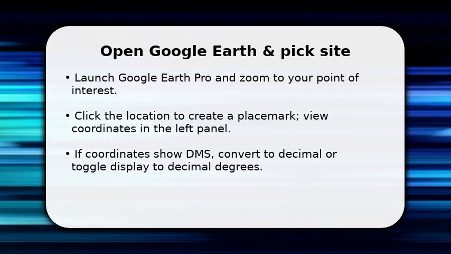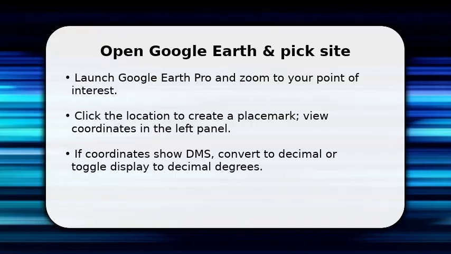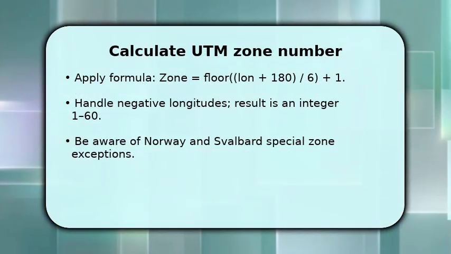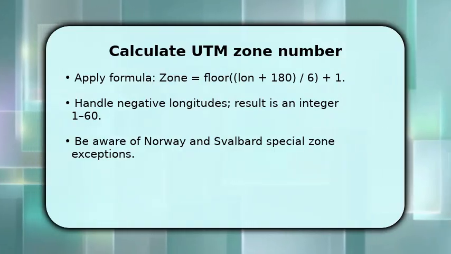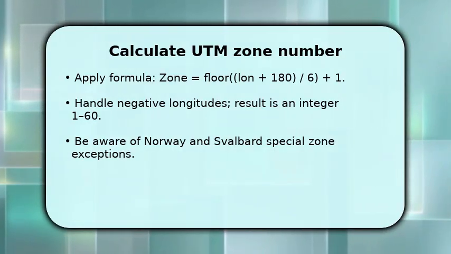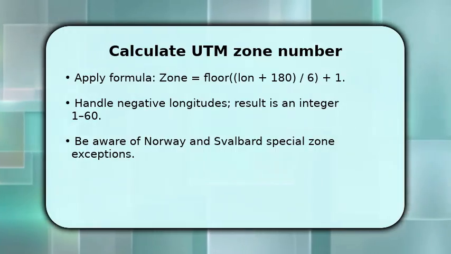Once you have the longitude in decimal degrees, write it down or copy it into your calculator. We will use that number immediately to determine the zone. With the longitude in hand, compute the UTM zone using the simple formula. Zone equals the integer part of (longitude plus 180) divided by 6, then add 1.